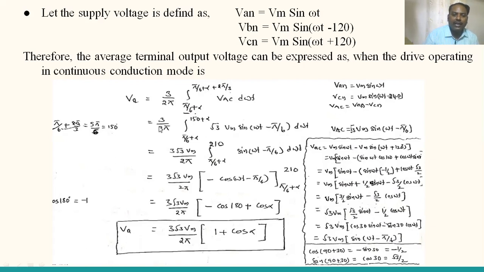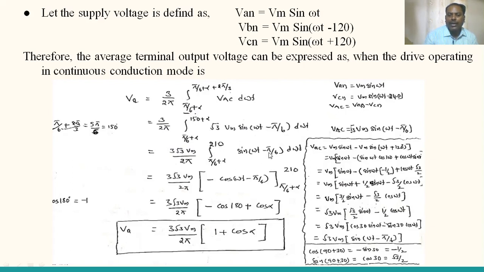So you substitute here: 3 by 2 pi integral from pi by 6 plus alpha, and pi by 6 plus 2 pi by 3 becomes 150, of root 3 into Vm sin omega t minus pi by 6 d omega t. Taking root 3 and Vm, both constants, outside, we get 3 root 3 Vm by 2 pi integral from pi by 6 plus alpha to where the thyristors stop conducting, 210 degrees, that is 150 plus 60.